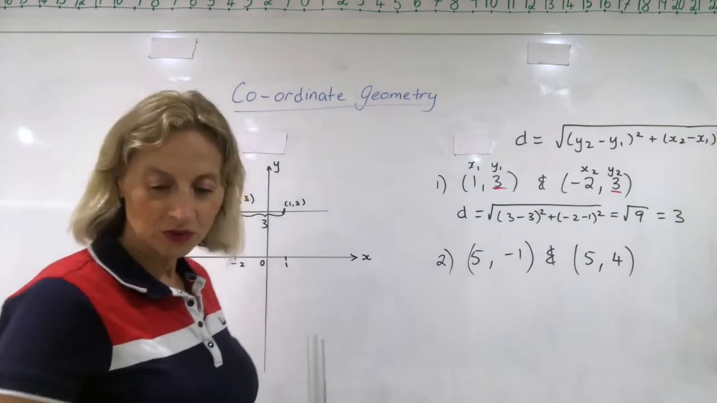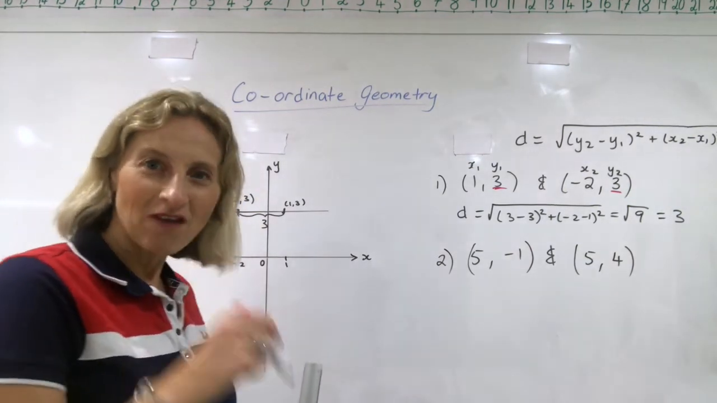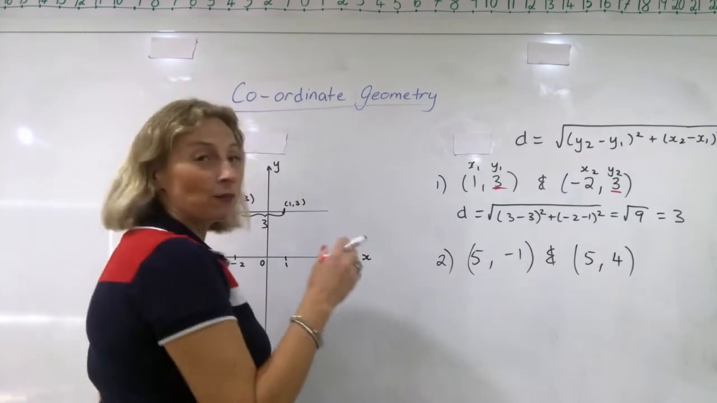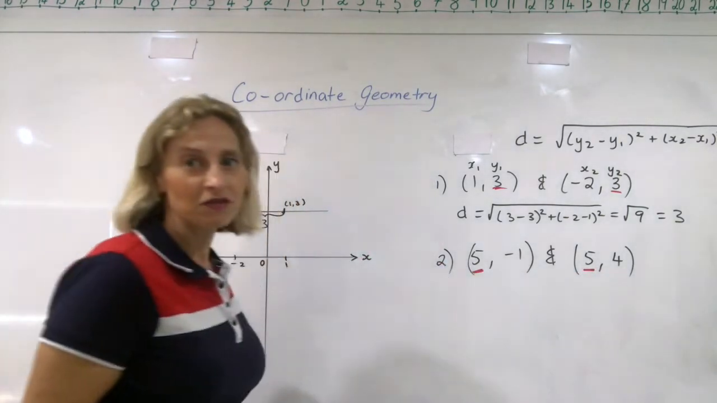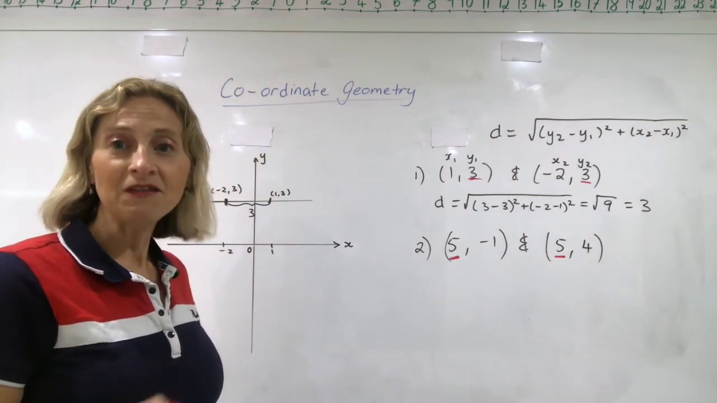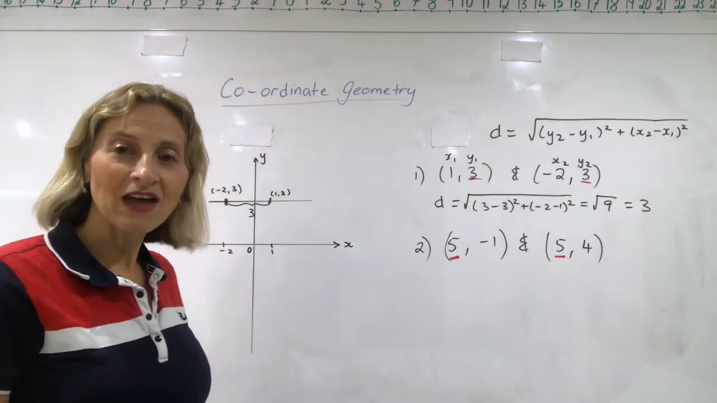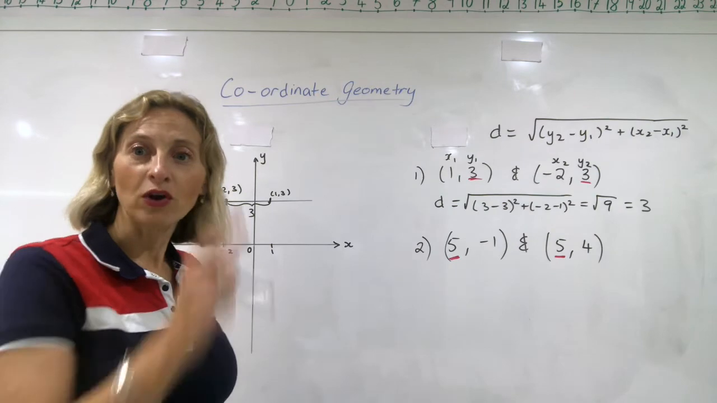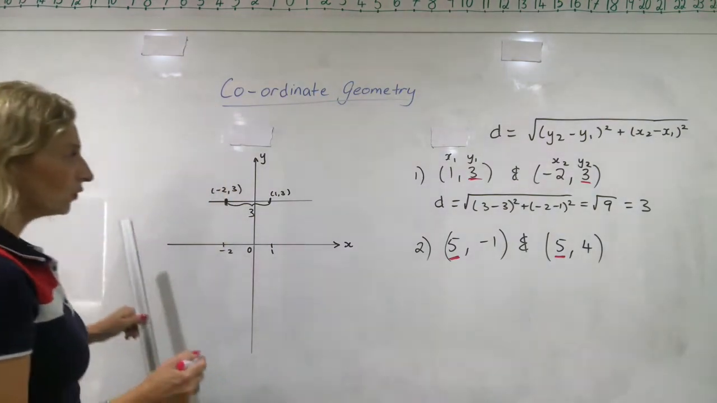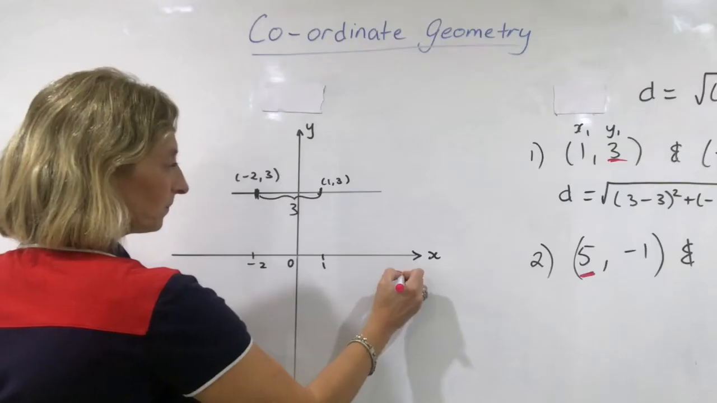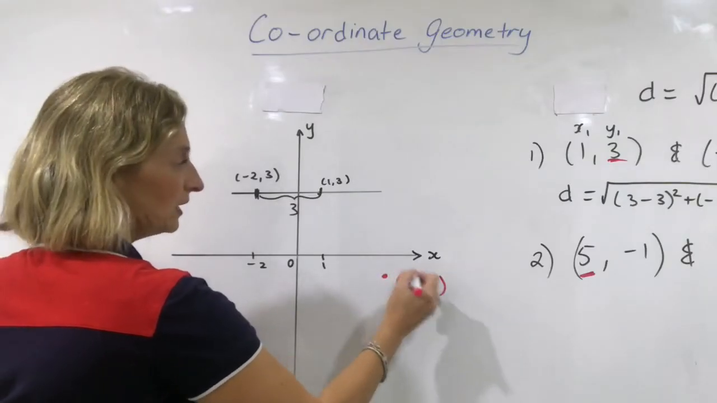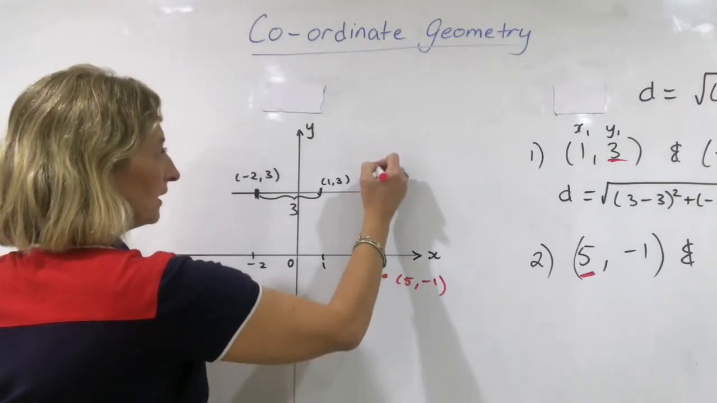If we have a look at number 2, now that I've already done number 1, I would think that everybody's going to notice now that the x values of this point are the same. And if the x values are the same, then that's going to make our points on a vertical line. So we can also plot those. 5, negative 1, let's say is over there. 5, negative 1, and 5, 4 will be up there.